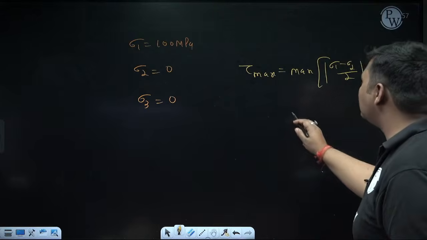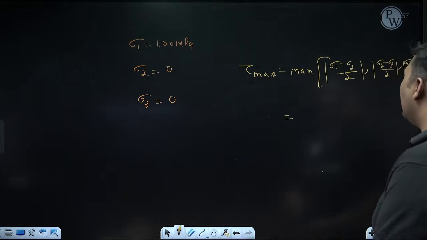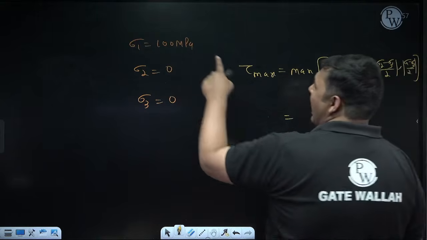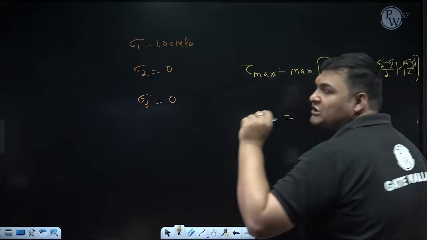But we had discussed one shortcut trick also to find this. If you want to find the value which is maximum out of these three, what is the trick? Out of sigma 1, sigma 2, sigma 3, see which is mathematically maximum.